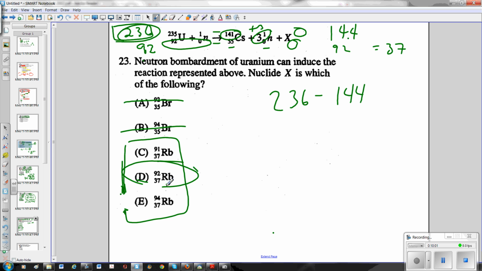So all you have to remember when you go to do nuclear equations is the totals on each side have to match. In this case, you have 92 protons on this side, means you have to have a total of 92 protons on that side. That's how you can figure out the atomic number for that is 37. Okay. Next one.